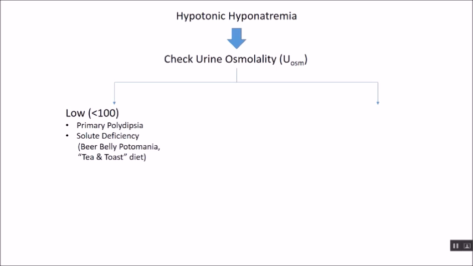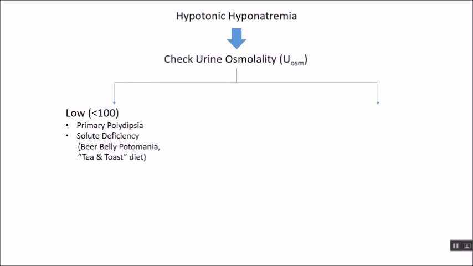One is primary polydipsia, in which they drink so much water that they have simply overwhelmed the kidney's capacity to excrete water, and that's why the water is in the body, and they are excreting a very dilute urine. And the other cause is solute deficiency, because kidneys do need solute to excrete water, and if there is solute deficiency, then the kidneys cannot excrete water.